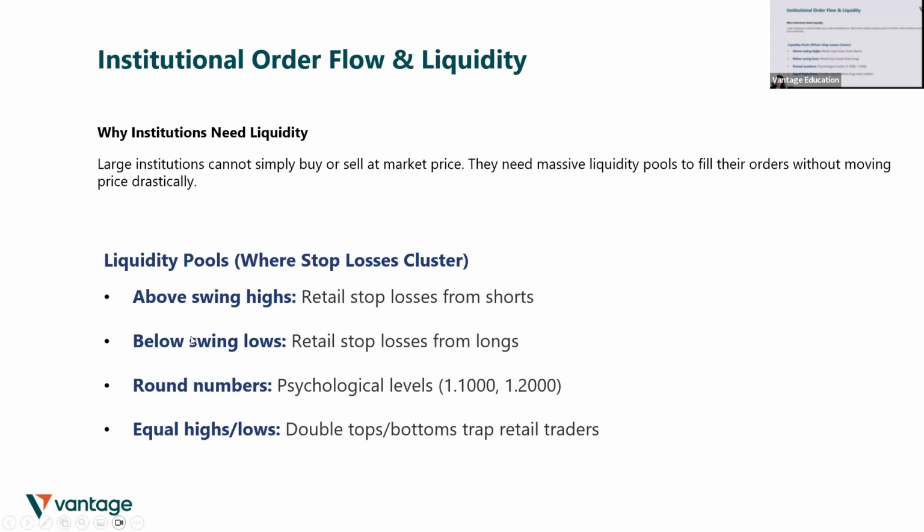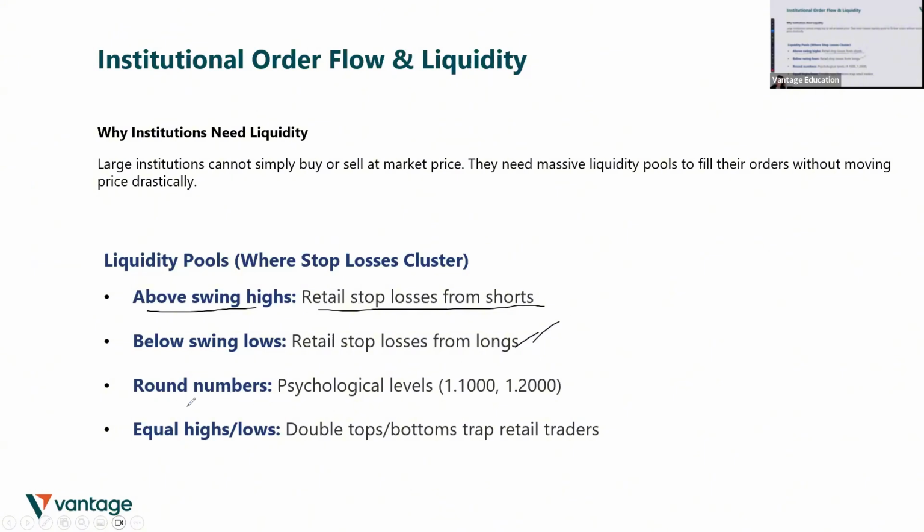So basically, it's where we, the retail traders, place the stop loss. For example, for a sell entry, you're going to put the stop loss above the swing high, right? For the short entry, you put the stop loss above the swing high, and retail will place the stop loss for the long or buy entry below the swing low.